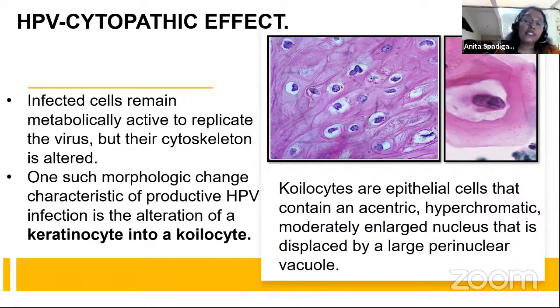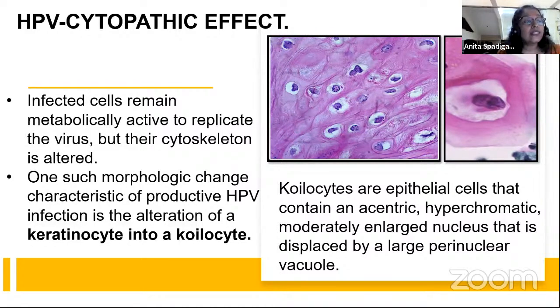So for a conventional definition of a coelocyte: coelocytes are epithelial cells that contain an acentric, hyperchromatic, moderately enlarged nucleus that is displaced by a large perinuclear vacuole.